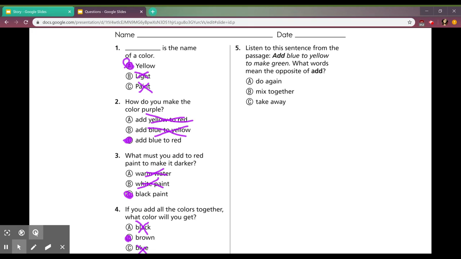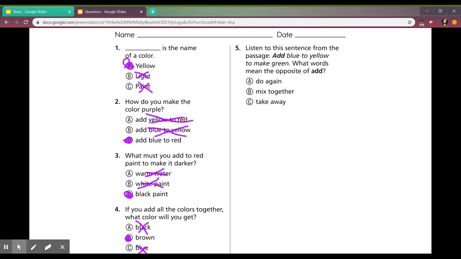Number 5. Listen to the sentence from the passage. Add blue to yellow to make green. What words mean the opposite of add? So if we're adding, that's when you're putting something together with another thing. You're adding another thing to it. So if we want to know what the opposite is, if to add means you're putting more in, the opposite would be to maybe take away or take less, take some out.